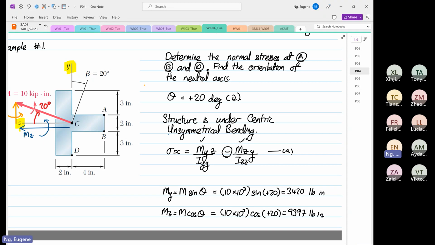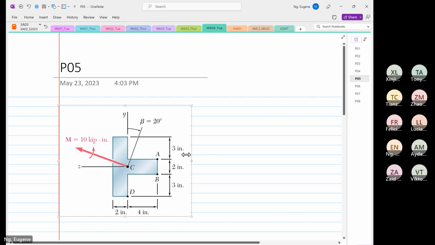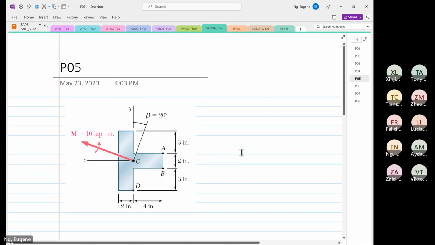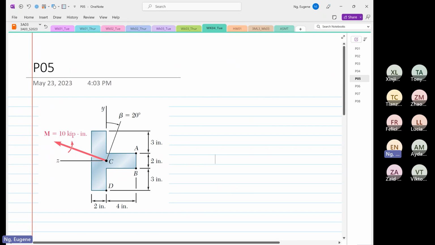Next, we need to find what is our Iyy and Izz. Okay, so that is not difficult at all. So I'm going to teach you a method that I've used so that you will not make so much mistake finding your second moment of area or your centroid. I've been teaching this course about the 12th time. Students always have problems finding their second moment of area. Okay, so we are now going to find Iyy.